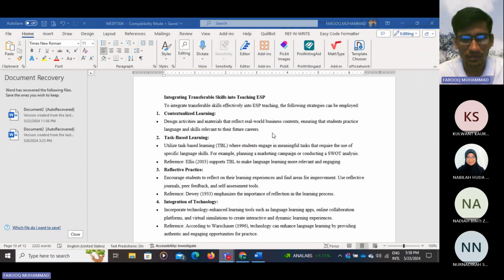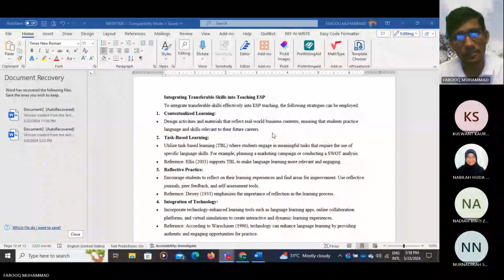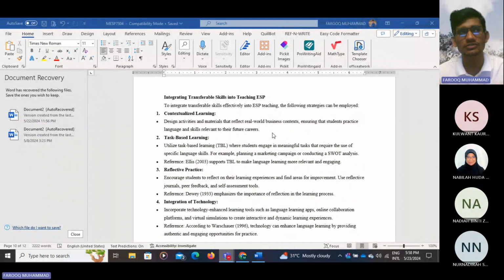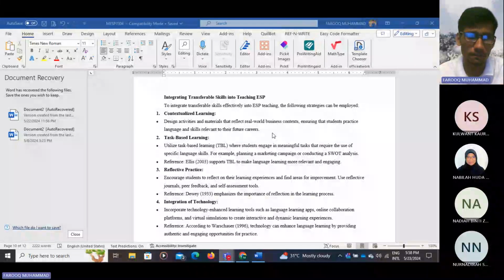Contextualized learning. We can design activities and materials that reflect real-world business contexts, ensuring that students practice language and skills relevant to their future careers. Like if we are having a student for hotel management, a hotel receptionist, how are we going to design a course or activity that should be very relevant to the course at that particular moment.